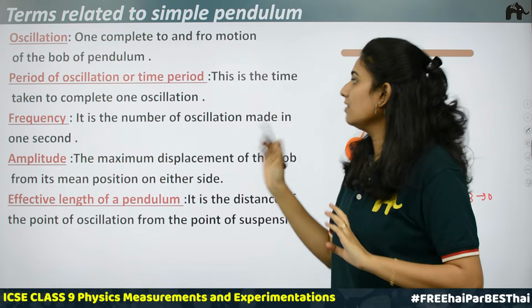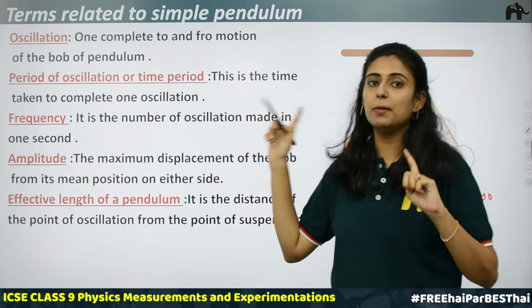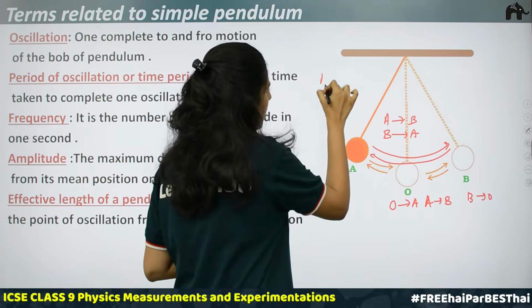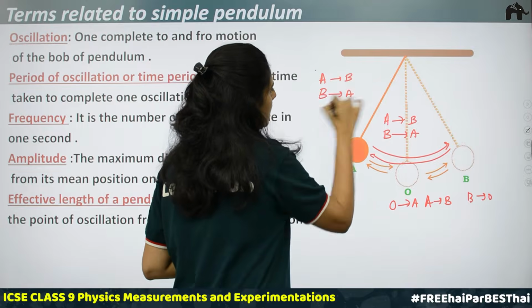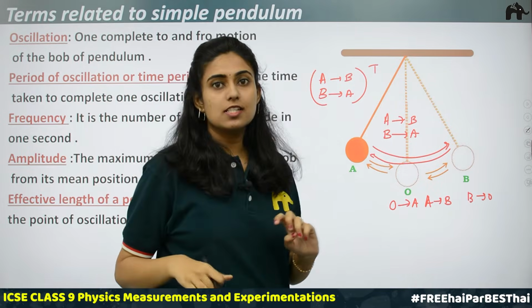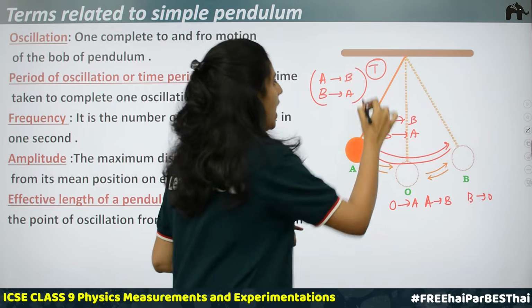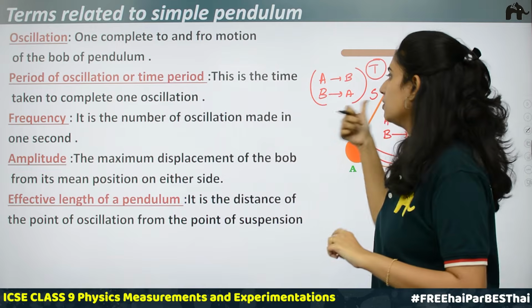Got it? Now the second one, period of oscillation or time period. This is the time taken to complete one oscillation. We understood what one oscillation is: to move from A to B and back from B to A. What is the time taken? This time taken is called the time period, which is represented by the capital letter T and its unit will be seconds. It is a time, therefore the unit should be seconds.